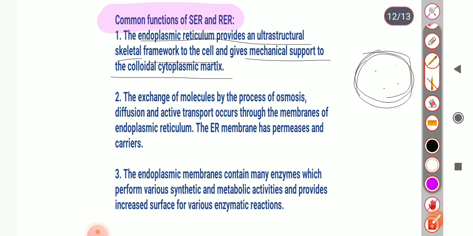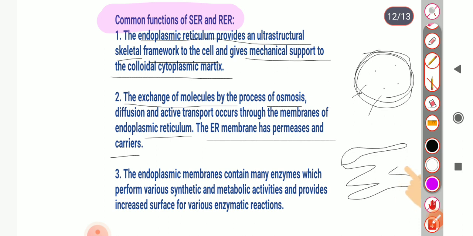Second, the exchange of molecules by the process of osmosis. Through the process of osmosis, molecules are exchanged, and diffusion and active transport occur through the membrane of endoplasmic reticulum. The endoplasmic reticulum has permeases and carriers. Means the endoplasmic reticulum contains permease and carrier on its surface. With the help of these, molecules are transported.